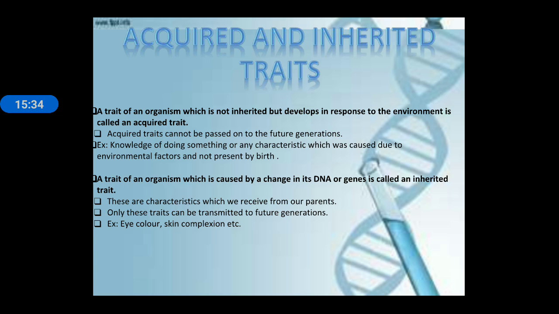Next is inherited trait. A trait of an organism which is caused by a change in its DNA or gene is called an inherited trait. These are the characteristics which we receive from our parents, or which can be transferred from one generation to the next generation. For example, eye color and skin color generally transfer from parents to their next generation.